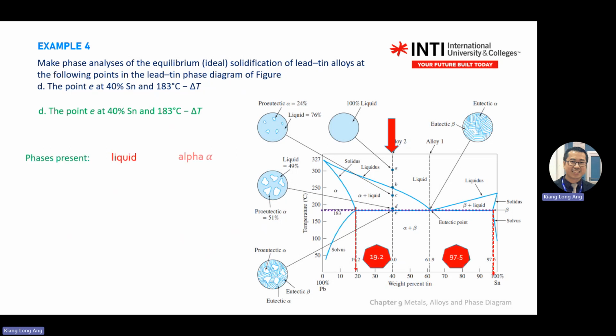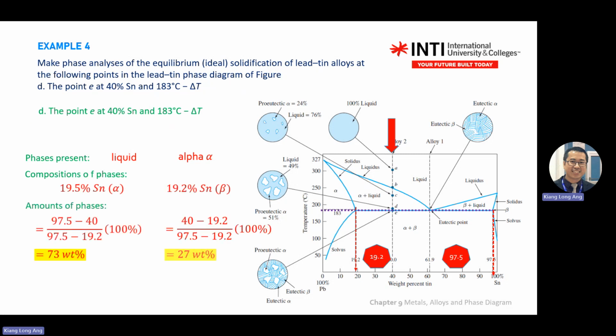Beta. So liquid and alpha. Sorry. Oh, this is... I think it's wrong. No, it's wrong. It is the wrong answer. You see the correction? This is the wrong answer. It's not liquid and alpha. It should be what? It should be alpha and beta.